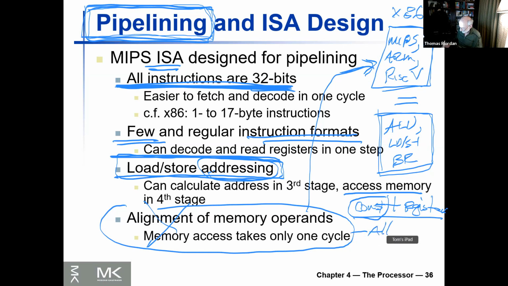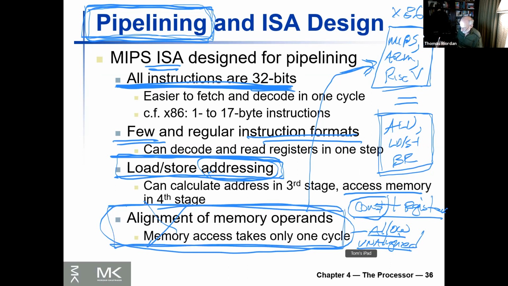allow unaligned. And they may not do it in a very simple way that doesn't give great performance, but they do allow it. They permit unaligned references. Now, for us, in the simulator that we're using, everything has to be aligned. If you do anything unaligned, it will give you an exception, which is how it should be for learning the material.